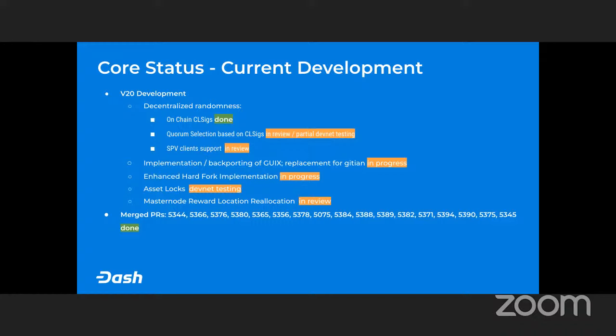So you can also see the list of merged pull requests there at the bottom. Some of those are related to v19.1 and delayed activation, but quite a few of them are backports and other changes that we make during our normal release.